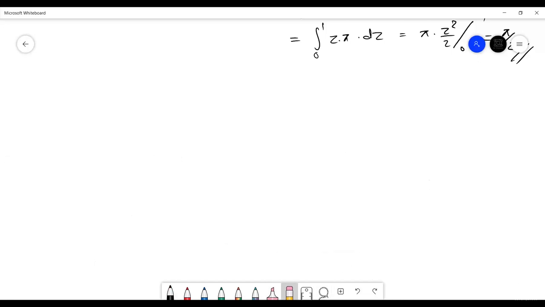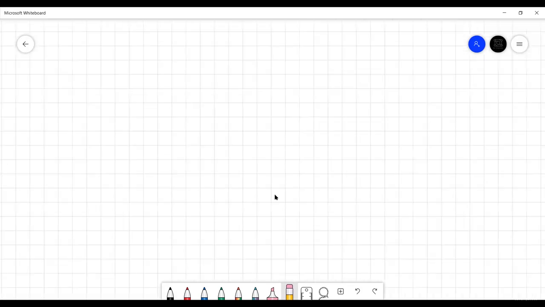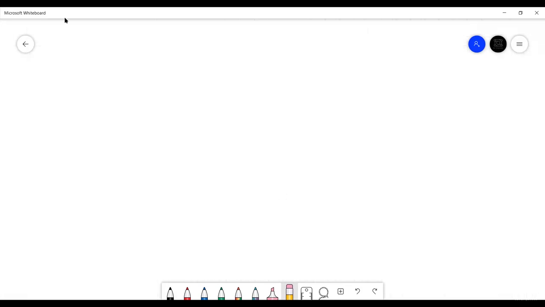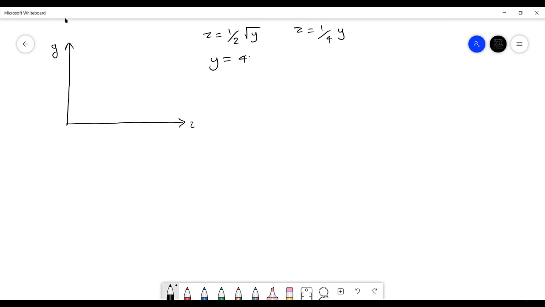So I'll clear this. Our base lies in the YZ plane. The equations given to us are z equals half into root of y and z equals 1/4 into y. These are a bit odd equations, so I'll change them in this manner.